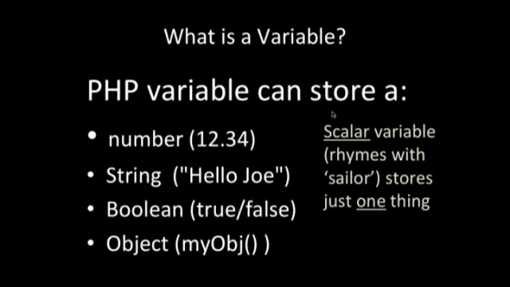For example, 12.34, perfectly good number. You can store a string. A string is identified as whatever you put between an opening and closing quotes. And third is a Boolean, and a Boolean is true or false. Those are very important in programming because all conditionals are based on some kind of Boolean value. And finally, an object, and an object is an instance of a class, either a built-in class in PHP or one that you create yourself.